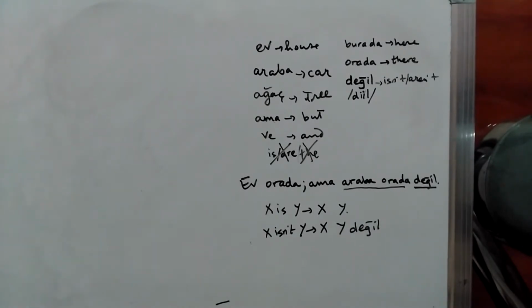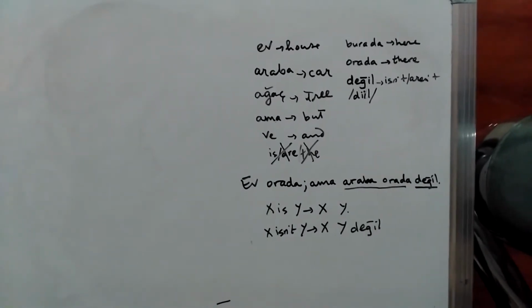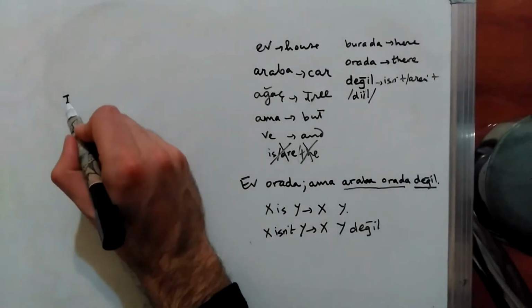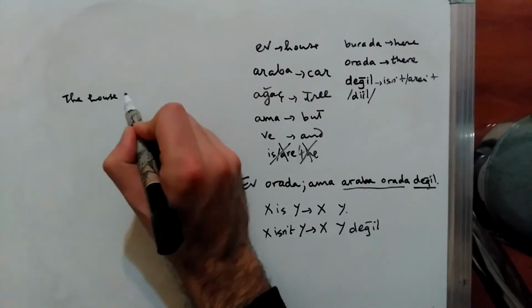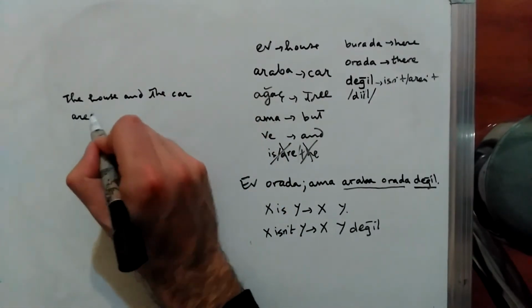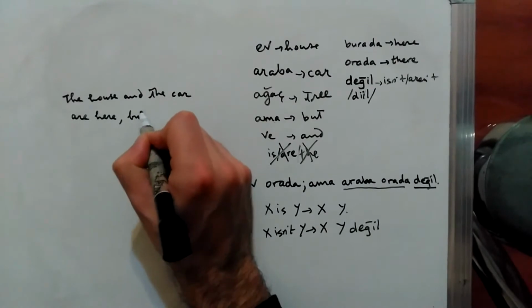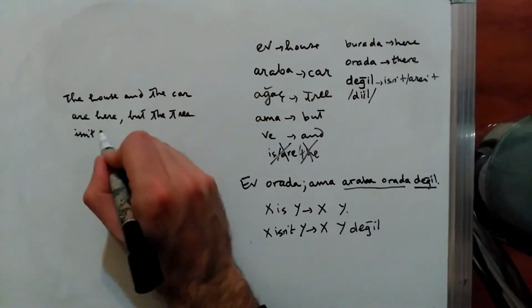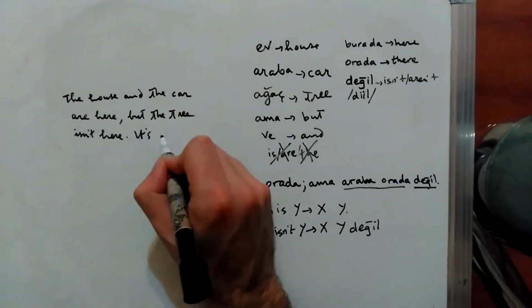So let's make a couple of examples. For example, the car and the house are here, but the tree isn't here. It's there. Okay? Let me write it. The house and the car are here, but the tree isn't here. It's there.